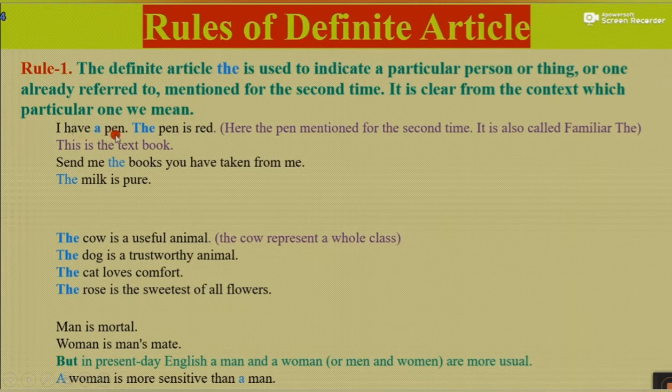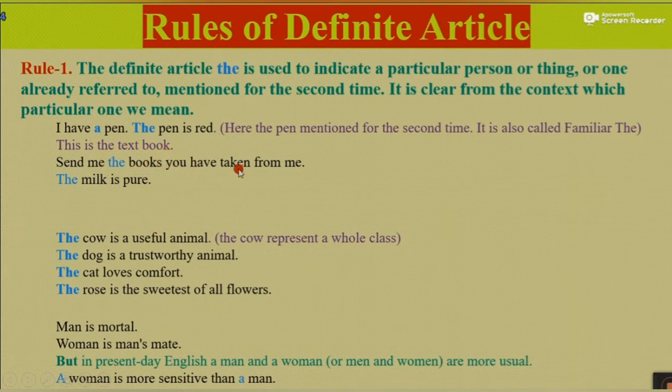I have a pen for the first time. But in the second line, the pen is red. Here, as it is used for the second time, we use the. Here, the pen is mentioned for the second time, and this the is called the familiar the. This is the textbook. This is the history book. In this case, we use the before a particular noun.